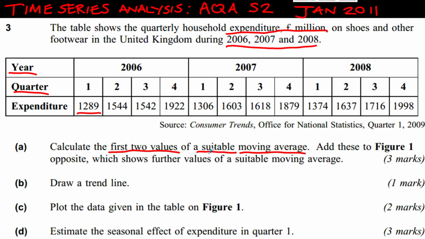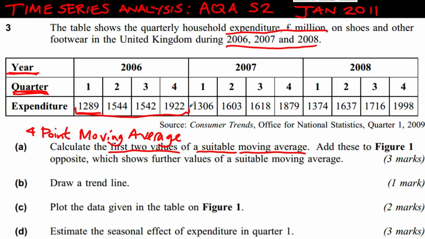First question for us is, what is a suitable moving average? Well, as we saw, the data is broken down into year and quarter, so 4 quarters in a year. So a suitable moving average would have to cover a whole year of 4 quarters, so it should be a 4-point moving average. So the first value of the 4-point moving average will cover the first 4 expenditure points.